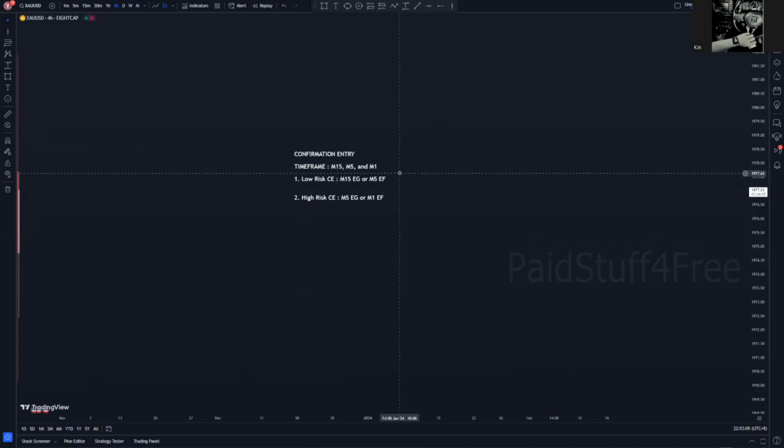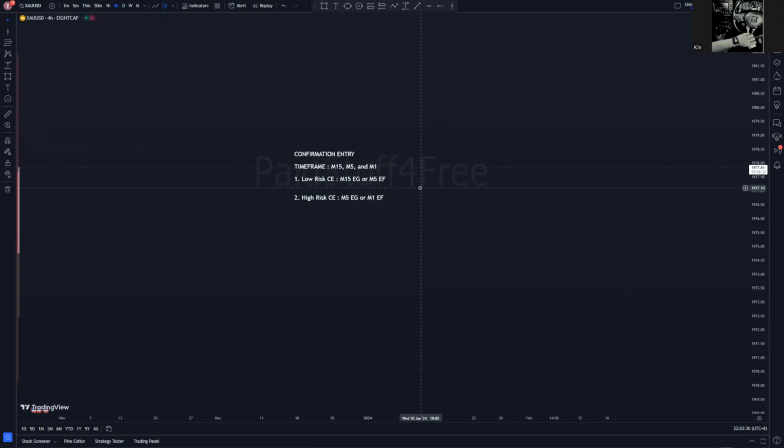So from my observation, for the first 4 months, I only used low risk confirmation entry on my trades, which is M15 EG or M5 EF. And you guys wanna know the win rate of mine, right? It was 85 to 87%, something like that. We can say 80% and above.